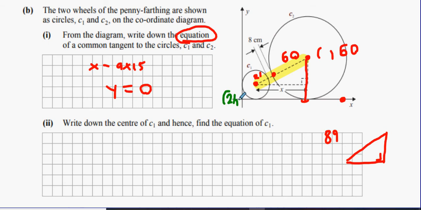I think it has to be 21, 21. Yeah, it's the same amount of x and y. What can I say about this point here then? Actually, to be honest, I'm ahead of myself again. It only wants me to do the center of C1, doesn't it? What's the radius of C1? 21. What's the equation of a circle formula?